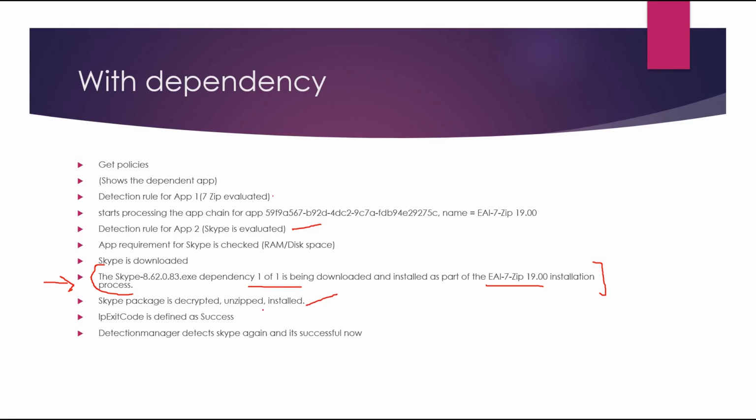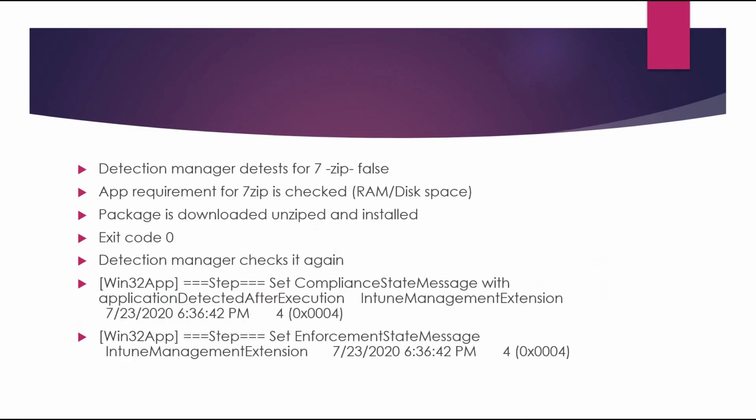Its IP exit code is governed, and if Skype app is identified as successfully installed, then after the detection logic runs again, the detection manager starts to download and work on the 7-zip application, because obviously 7-zip is dependent on Skype, which means that the processing for 7-zip will not start unless and until Skype has been downloaded, installed, and our detection manager tells us that okay, Skype is present in this device as per our detection logic.